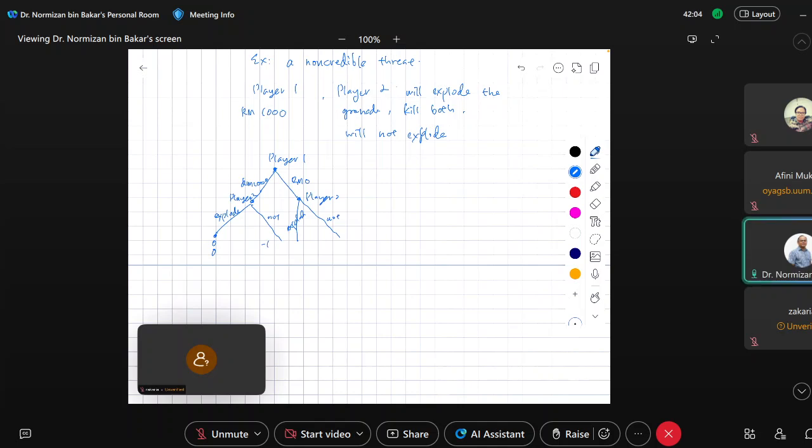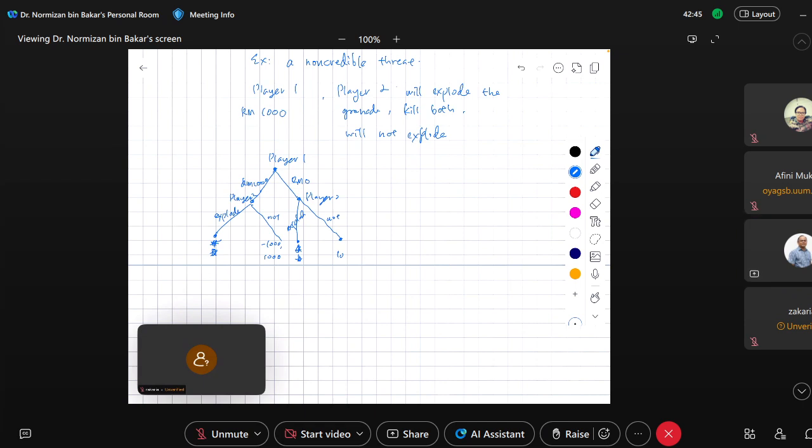So if player 1 gives 0 and then player 2 exploits, what happens now? Both die, or 0. If player 1 gives 0 and player 2 does not exploit, what happens now? Player 2 gets 1,000 and player 1 gets 0.